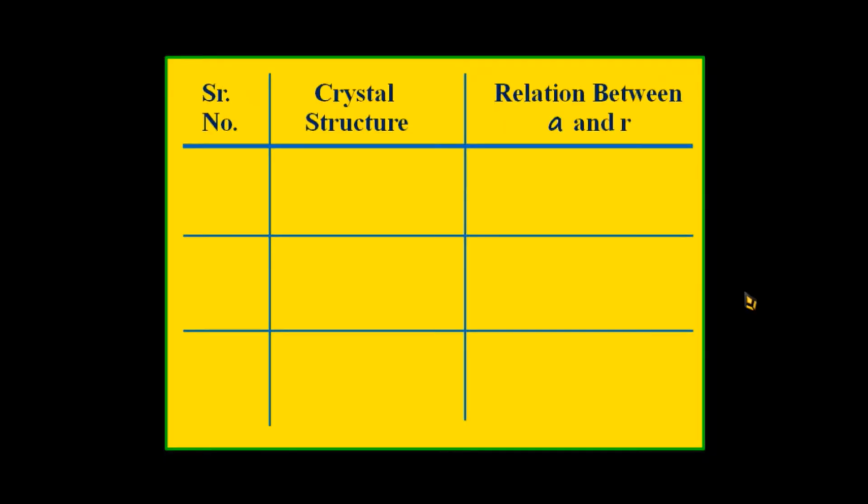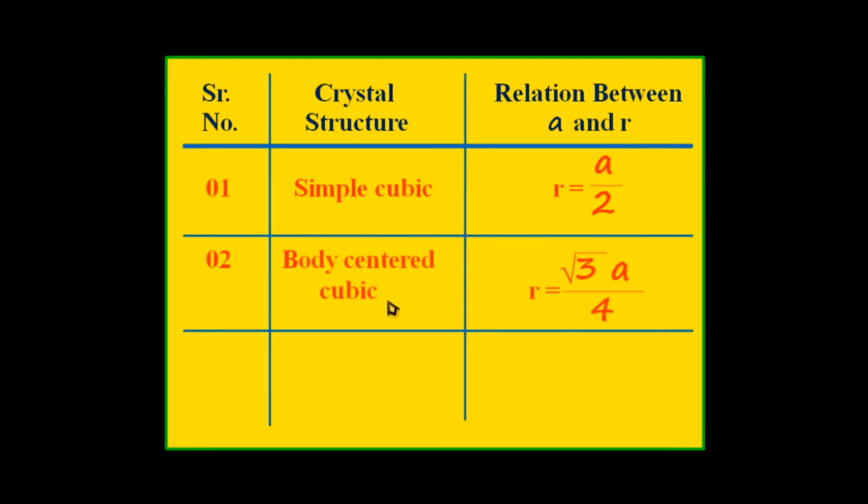Before we move further, let's recall the relation between lattice parameter or edge length and radius of a sphere. Number one, for simple cubic crystal system, the relation between A and R is R equal to A by 2. Next, for the body centered cubic crystal system, R is equal to root 3 A by 4. And lastly, for face centered cubic crystal system, R is equal to A by 2 root 2.